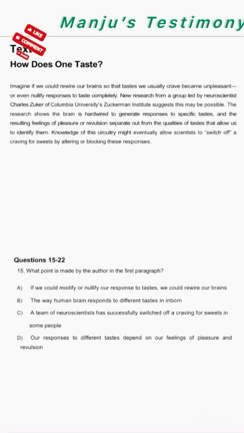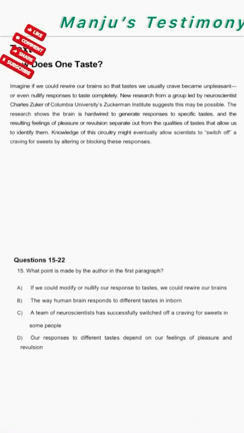Imagine we could rewire our brain so that tastes we usually crave became unpleasant, or even nullify responses to taste completely. Now, research from a group led by neuroscientist Charles Zuker of Columbia University's Zuckerman Institute suggests this may be possible. The research shows the brain is hardwired to generate responses to specific tastes, and the resulting feelings of pleasure or revulsion separate out from the qualities of taste that allow us to identify them. Knowledge of this circuitry might eventually allow scientists to switch off a craving for sweets by altering or blocking these responses.